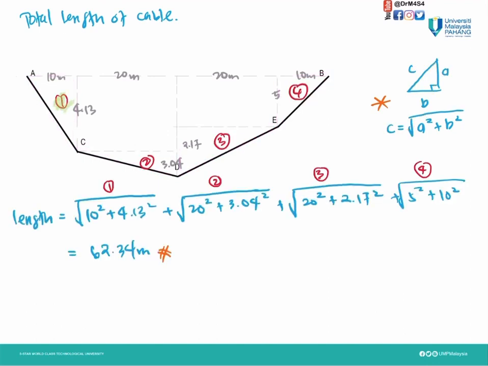For first triangle, it's square root of 10 power of 2 plus 4.13 power of 2, plus second triangle square root of 20 power of 2 plus 3.04 power of 2, then plus the third triangle, so this one is square root of 20 power of 2 plus 2.17 power of 2, then plus the last one, the fourth triangle, is square root of 5 power of 2 plus 10 power of 2. So we get our length for this cable is 62.34 meter.